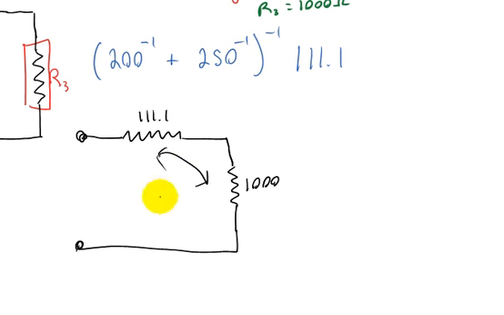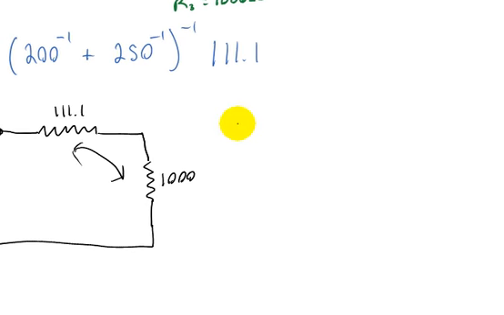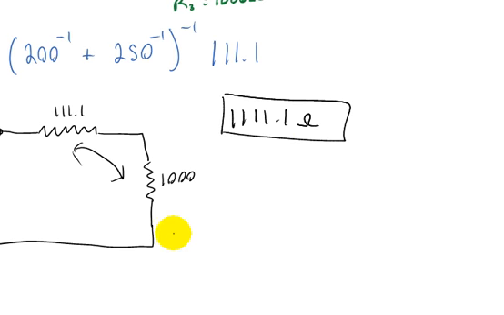Well, now to find the rest of the equivalents, we just have to add these together because they're in series. So you just add them together, and you'll get 1111.1, and don't forget to label your ohms, and that'll be your equivalent resistance. Okay?